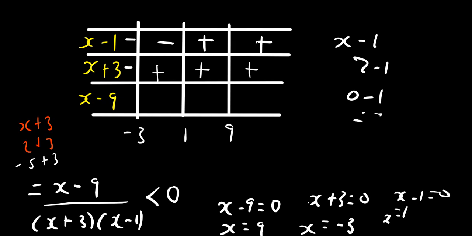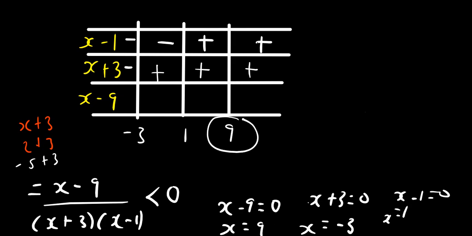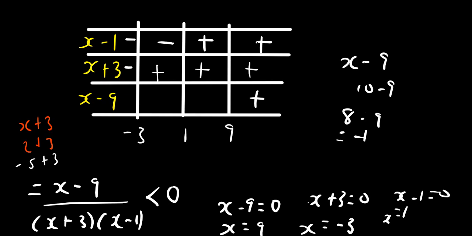Let's try the last one. We have this 9. Which equation gave us 9? It was that one, x minus 9. If we get any number that is greater than 9, let's say 10, 10 minus 9 will just give us a positive number. Then let's get numbers less than 9. Let's say 8, 8 minus 9 gives you negative 1, which is a negative number. So everything on this side will be negative.